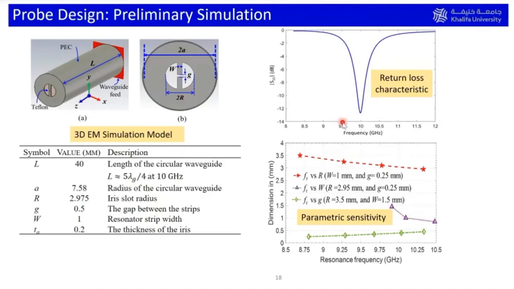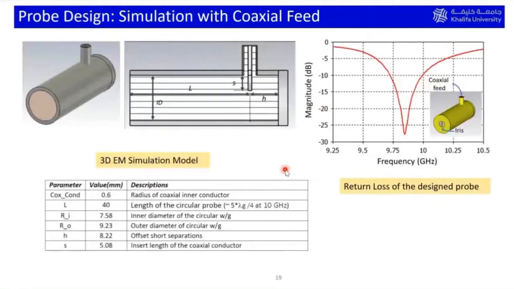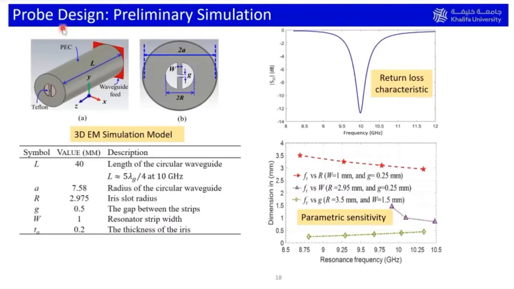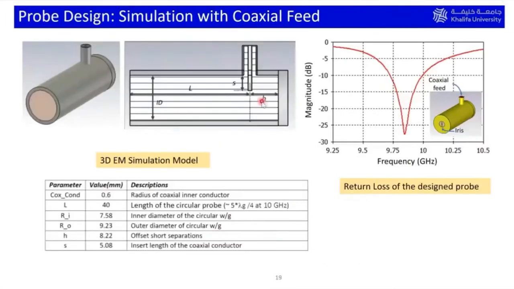Maybe we can design it for 9.5, or maybe for 10 gigahertz also. It depends greatly on these parameters. Then we provided a coaxial feed to this and performed the simulation after incorporating it. Earlier we were using only the waveguide probe, and then we added a proper feeding with a coaxial line and simulated the design. This improves the performance, and these are some parameters of it.